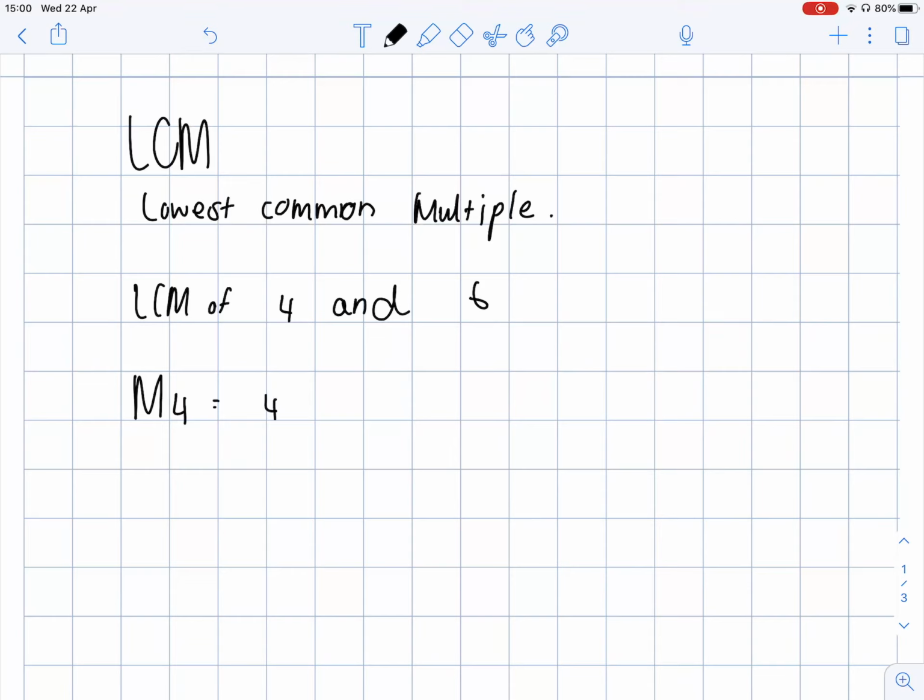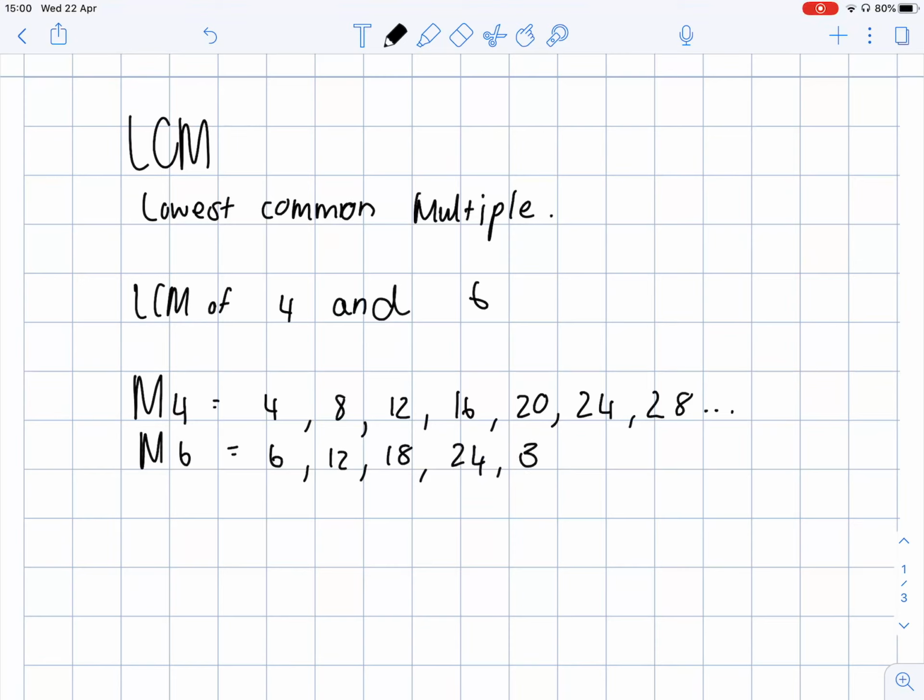So 4, 8, 12, 16, 20, 24, 28, and it carries on into infinity. There's no fixed way of how many multiples you need to write. My rule of thumb is always write between 5 to 10 multiples. Then we write the multiples of 6. So I've got 6, 12, 18, 24, 30, 36, etc.